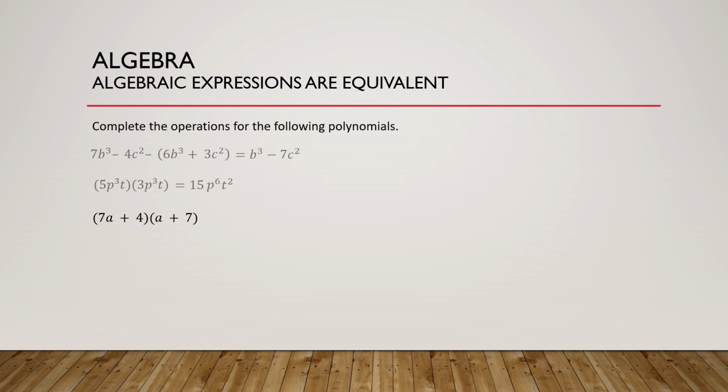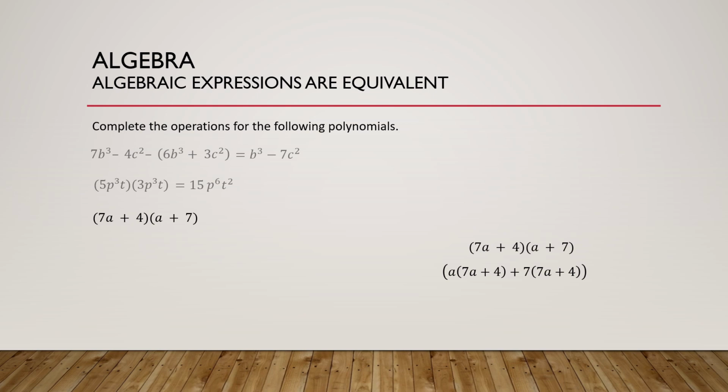The third problem, the quantity of 7a plus 4 times the quantity of a plus 7, combines addition and multiplication. These terms are both binomials, so we must use the distributive property to solve. Think of the 7a plus 4 term as being outside the second set of parentheses. Therefore, we distribute 7a plus 4 to both terms in the second set, giving us a times 7a plus 4 plus 7 times 7a plus 4.